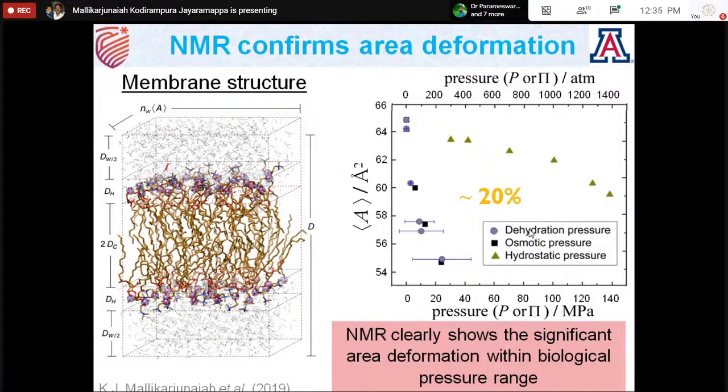For osmotic pressure, for a given system, I kept on adding extra osmolite. Since osmolites behave like particles, this is the colligative property of the osmolite, they start extracting more water away because of osmosis. And in our measurement, we saw approximately 20% variation in the cross-sectional area, though we applied osmotic pressure only up to 20 megapascal.